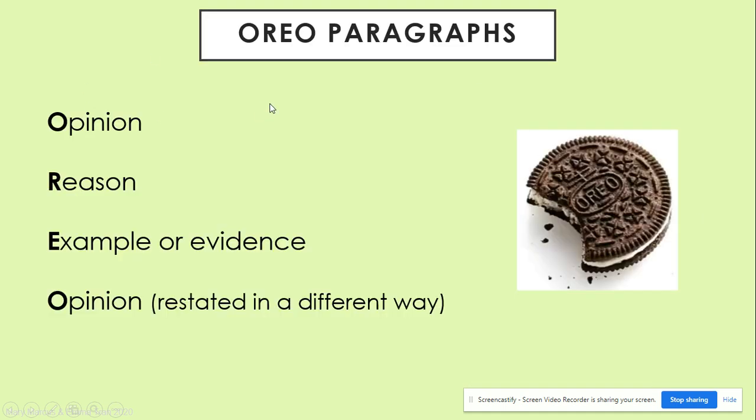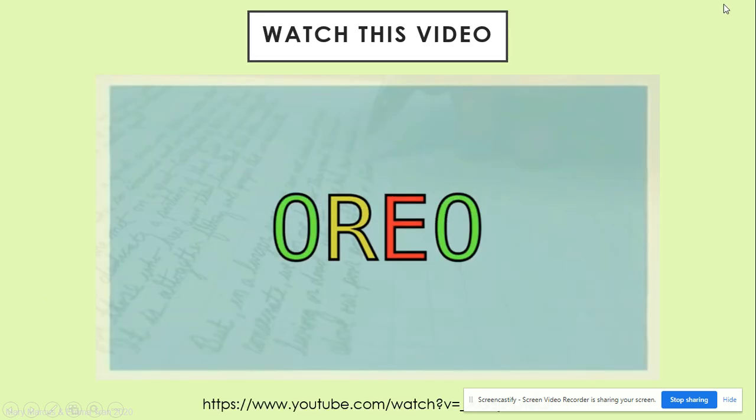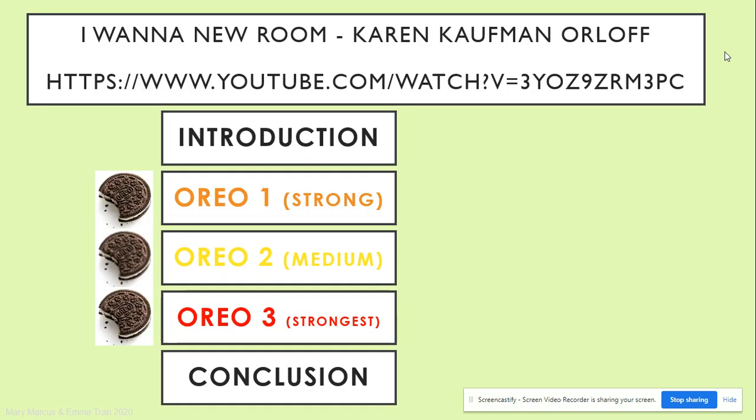Now, we're going to talk a little bit about Oreo paragraphs. Now, yes, it is a cookie. Here's a picture of one, but it also means opinion, reason, example, and opinion. You're going to watch this video on Oreo paragraphs.